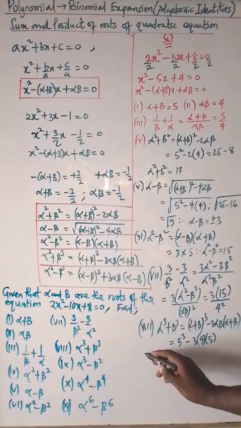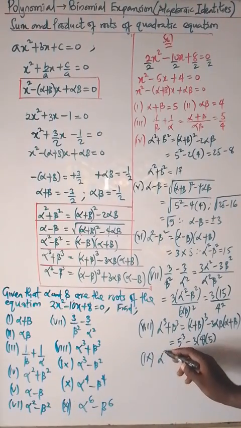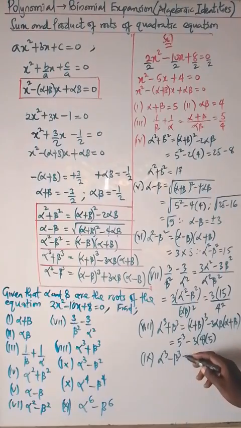The next one, ix. You have alpha cube minus beta cube. And what was it? Alpha cube minus beta cube. The identity is here. The last one here. That's alpha minus beta all cube plus 3 alpha beta, alpha minus beta.